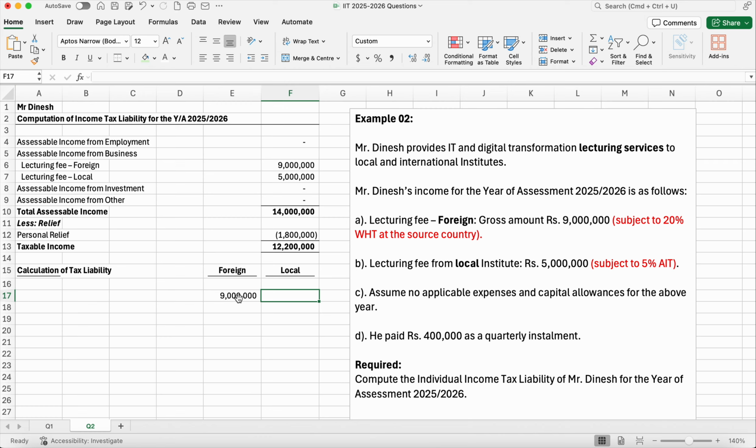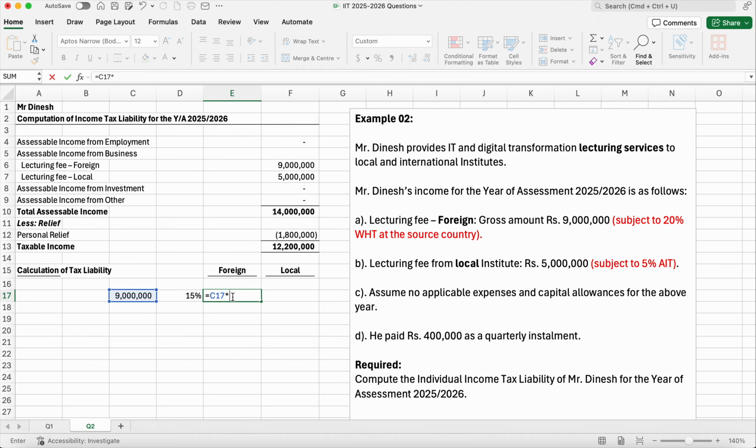So for the foreign income, I will take this one till here, tax at the rate of 15%, then you will get the foreign tax as this much. Then we can categorize the local income under the normal tax slabs.